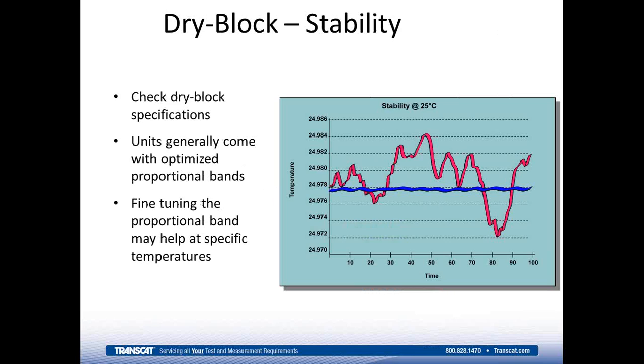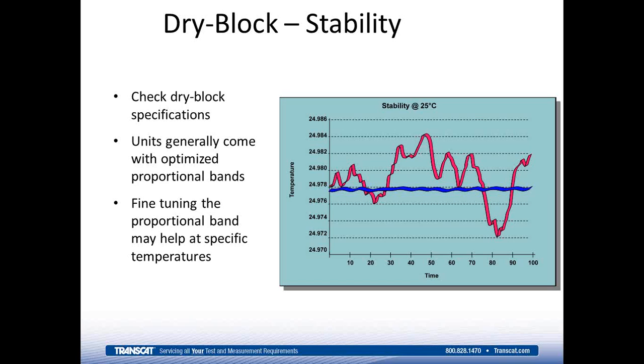Stability is another area that we need to consider when we're using dry block calibrators. All of them should have a specification on the spec sheet describing what that stability should be. It's easy to check this parameter. You would just insert a reference probe into the well. It doesn't need to be calibrated, it just needs to be stable. Go ahead and set the dry well to the temperature of interest, give it about 15 minutes to stabilize, and then record data for a period of time. It's not uncommon for stability to be evaluated for a 30-minute period to determine if it meets spec, but you may need to check with the manufacturer to make sure you understand what their length of time was when determining stability.